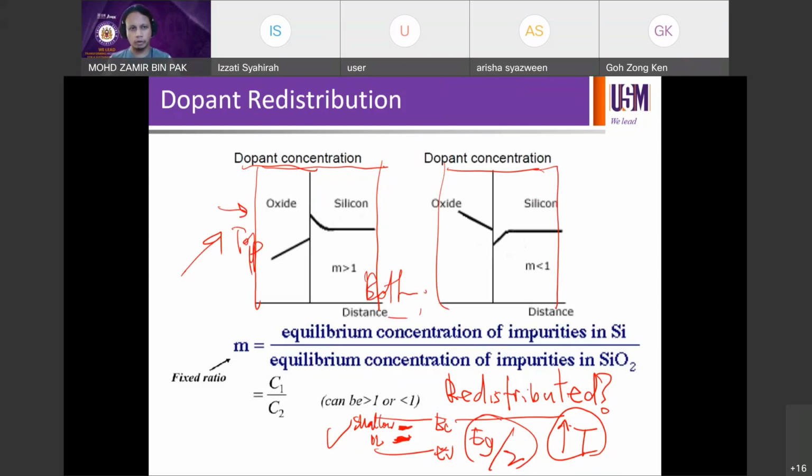Okay. So dopant redistribution is given by M. It's calculated by M equals C1 over C2. And that is the equilibrium concentration of impurities in silicon on top, over the equilibrium concentration of impurities in SiO2. Silicon over silicon dioxide, right? So in order to get this, you have to look at the interface between both, right?